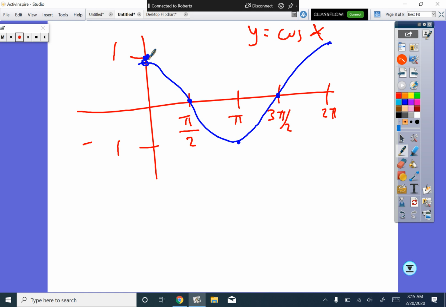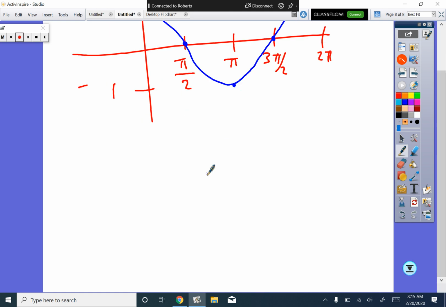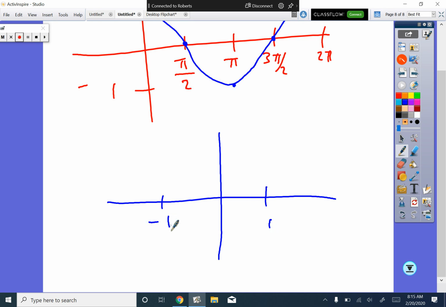All right, so that's cosine, and once again, we all understand that this is one cycle of it, and it can continue on, correct? So now let's do its inverse. We're going to take those points and flip them on its side. So we get this graph. Agreed? Let me let you catch up really quick.